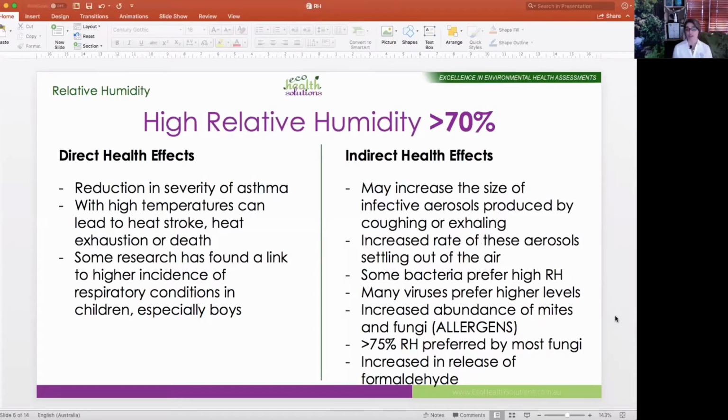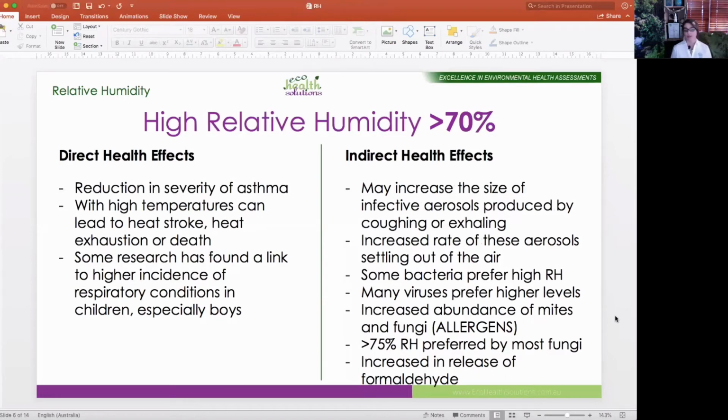So like if you're touching them and then touching your mouth or whatever, you can pass them on or get them that way. Some bacteria prefer high levels of relative humidity. Many viruses prefer higher levels. There can be an increased abundance of mites and fungi, which are both allergens. And when we know that there's a significant proportion of our population, at least 10% of the population, who have allergies, this is quite significant.